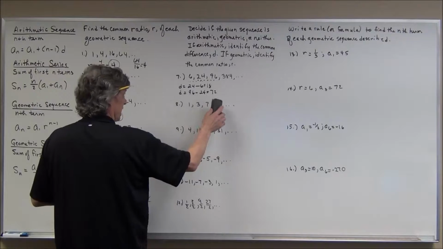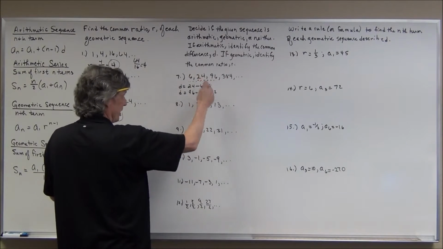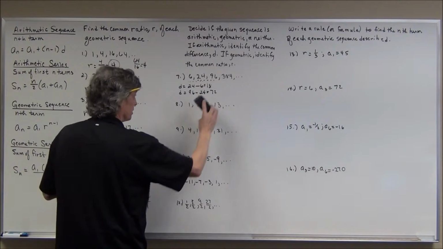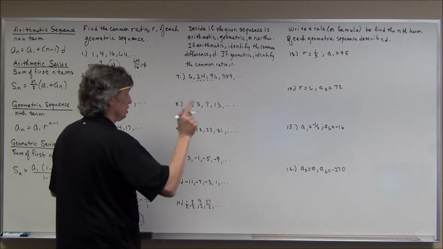These are going to have to be the same. I'm going to have to check first two, middle two, last two. I have to make sure that all three would be the same. Well, as soon as I see that the first two are not the same, I can stop. I don't have to do any more. Now I'll see if it's geometric.